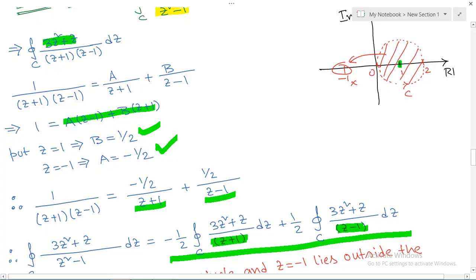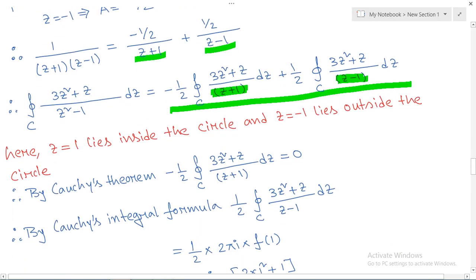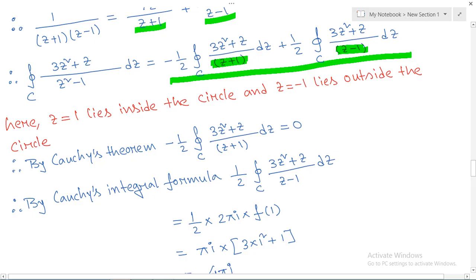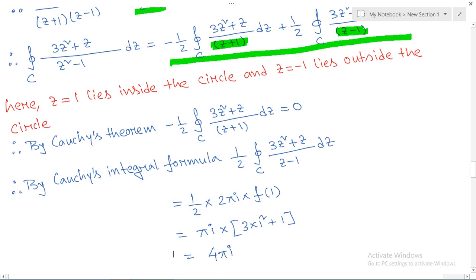So since it is outside the circle, for any point which lies outside the domain, we have to apply Cauchy's theorem. That is the first theorem that we have learned today. So using Cauchy's theorem, the value of the first integration is going to be 0 only, right? Now for the second integration, we have to apply the Cauchy's integral formula. Since z equal to 1 lies inside the circle and z equal to minus 1 lies outside the circle, for an interior point we have to apply Cauchy's integral formula. For an exterior point, we have to apply Cauchy's theorem, right?